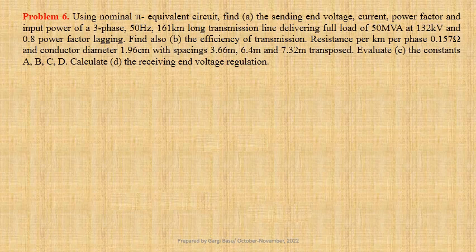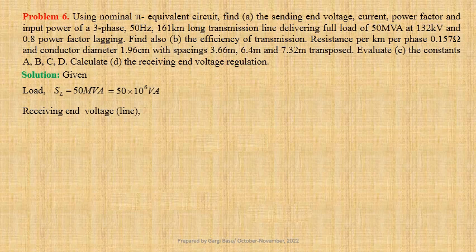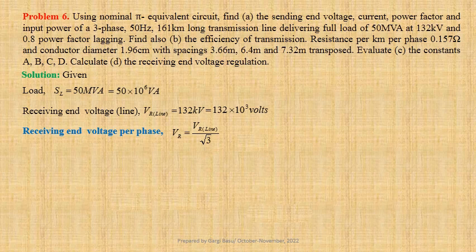Let us first write down the given data. Load SL equals 50 megavolt ampere, that is equal to 50 into 10 to the power 6 volt ampere. Line to line receiving end voltage VR line equals 132 kilovolts, that is equal to 132 into 10 to the power 3 volts. For star connected system, receiving end voltage per phase VR equals VR line divided by root 3, that is equal to 132 into 10 to the power 3 divided by root 3. That gives us 76,210 volts. Given load power factor cos phi L equals 0.8 lagging.